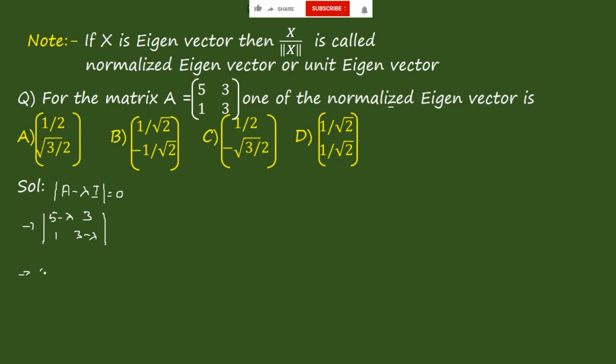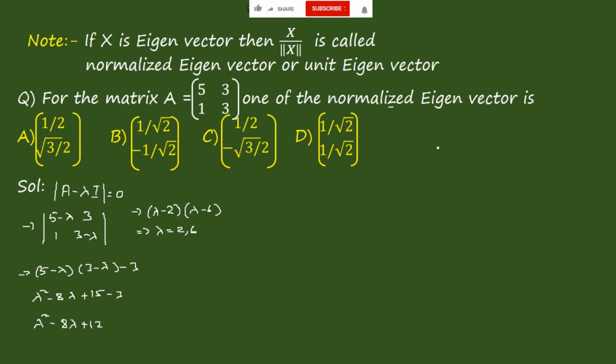So it becomes (5 minus lambda) into (3 minus lambda) minus 3, which is equal to lambda square minus 8 lambda plus 15 minus 3, which is equal to lambda square minus 8 lambda plus 12. We can write this one as nothing but (lambda minus 2)(lambda minus 6), which gives lambda is equal to 2 or 6. So we got the eigenvalues.